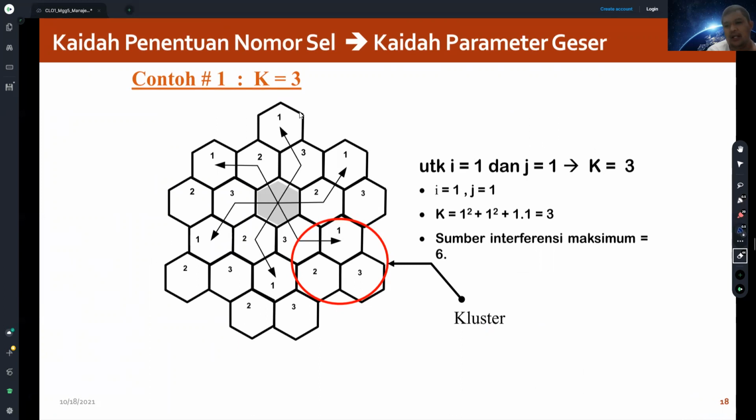For I equal to 1 and J equal to 1, the value of the cluster will be equal to 3. Now, if we see in this picture, the maximum number of interference sources will be equal to 6. There will be the first interference over here, from the adjacent cell to the initial cell, and also another cell over here, another cell over here, another cell over here, and another cell over here. There will be around 6 cells, right?